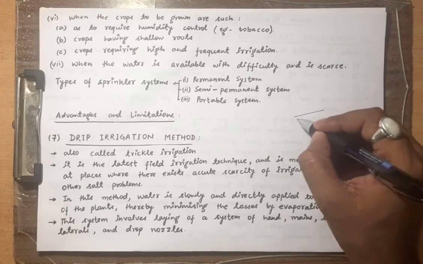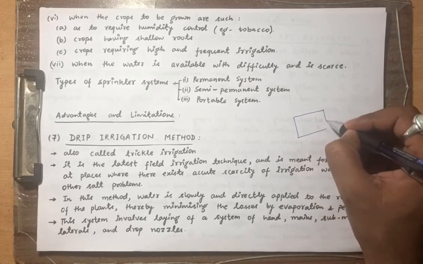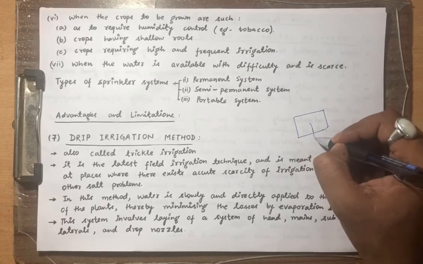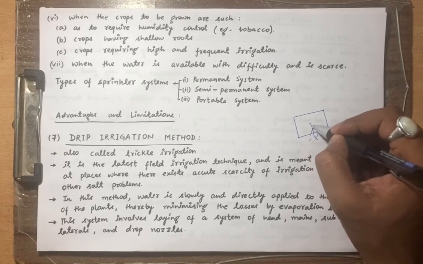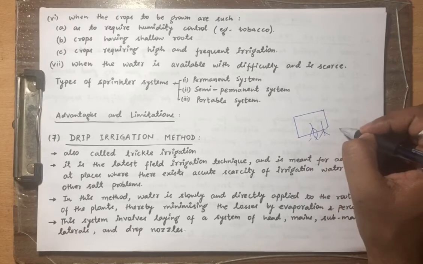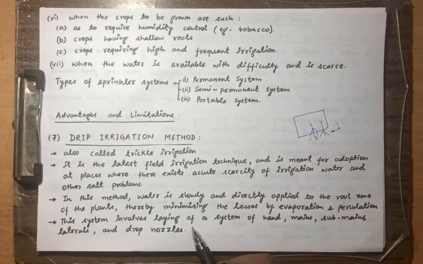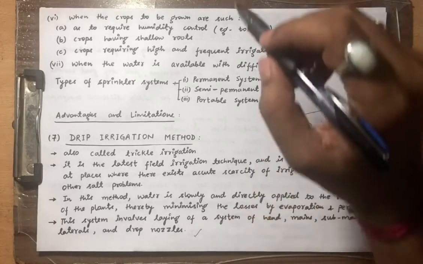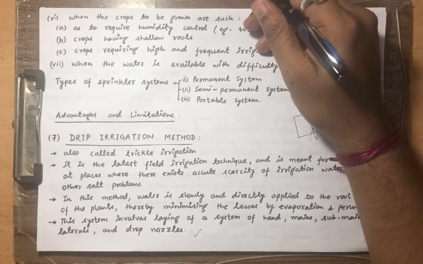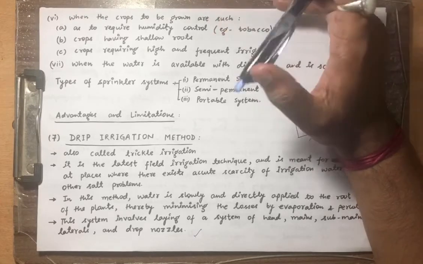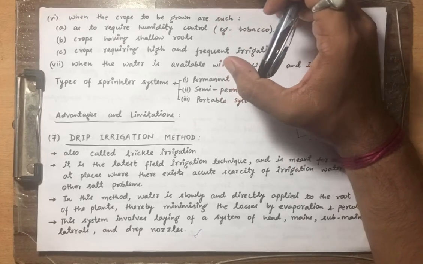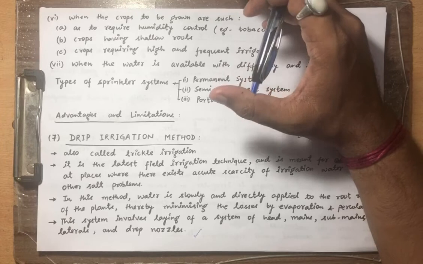So if these are the roots, we are applying water directly to the root zone. This system involves laying a system of head, mains, sub mains, laterals and drop nozzles. This is also a very costly system, and it requires a huge initial cost. That's why it is also not very popular in India.